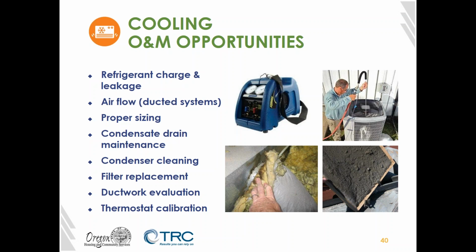If we have ducted systems, we need to ensure that we have proper airflow. This is another Goldilocks type of situation. Too much airflow or too little airflow, you could either get not enough cooling or you could get not enough dehumidification. And so you need to have a balance of both. If we have condensate drains, we need to ensure that those are maintained and not leaking. If we have outdoor condensers, we need to clean them properly, replace filters on systems with filters, and evaluate ductwork and ensure that our thermostats are all calibrated.